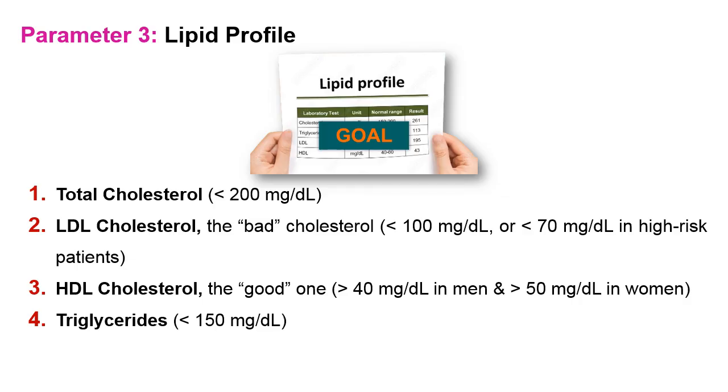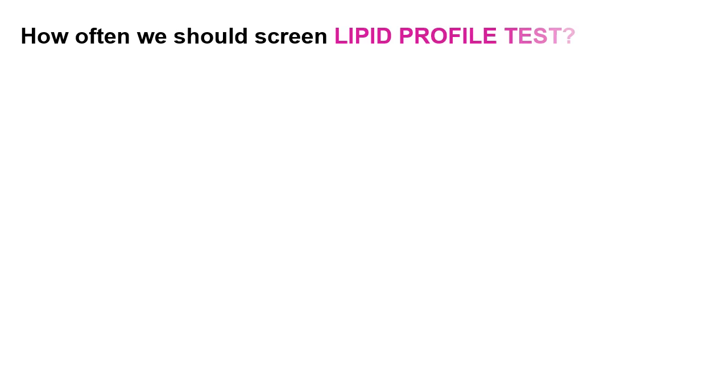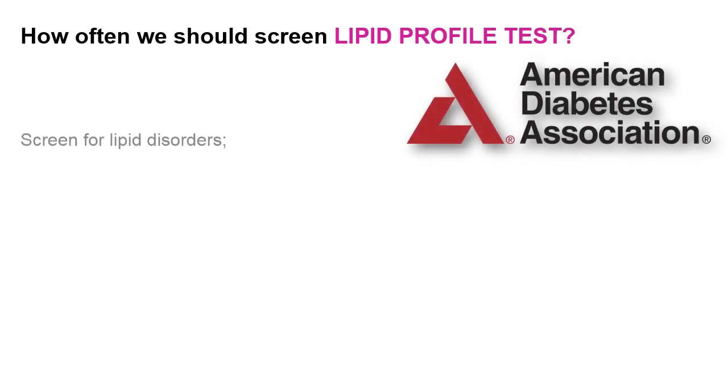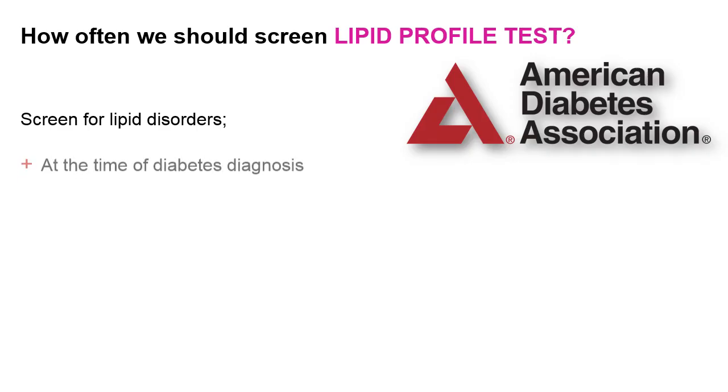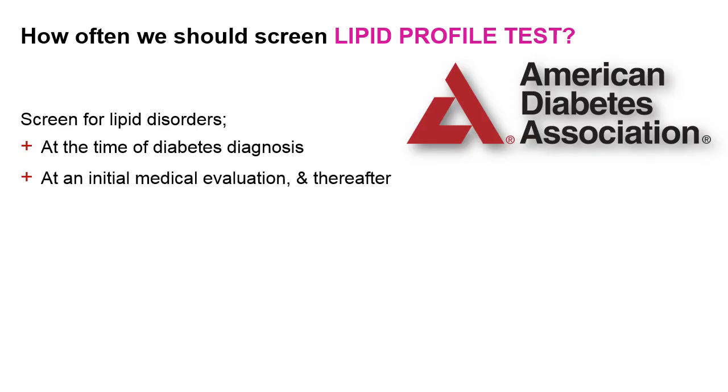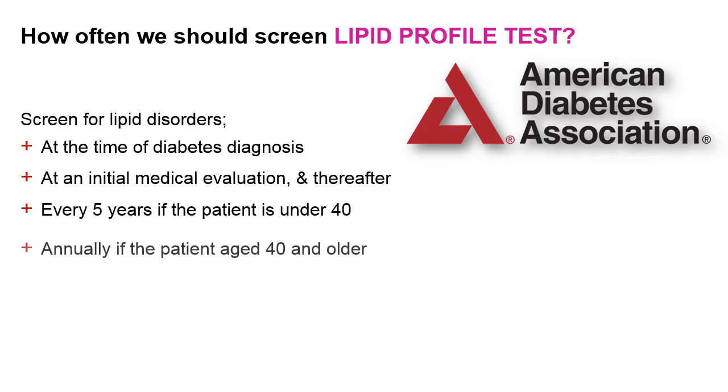Pharmacists should recognize that any abnormalities in these values can increase the risk of cardiovascular disease, even when blood glucose is controlled. How often should we screen the lipid profile? The American Diabetes Association recommends screening for lipid disorders at the time of diabetes diagnosis, at an initial medical evaluation, and thereafter every 5 years if the patient is under 40 and annually if the patient is aged 40 and older.